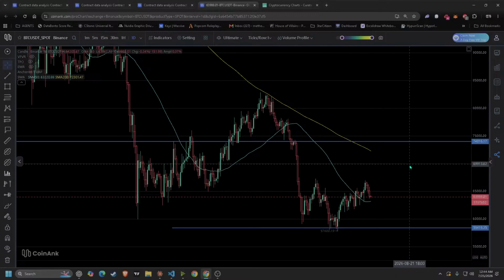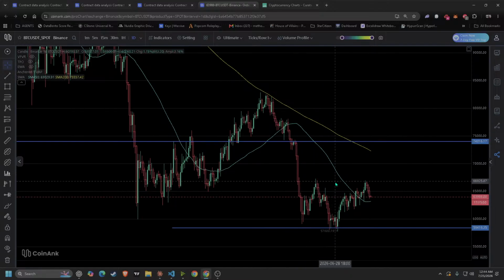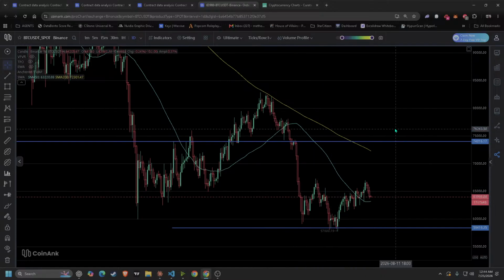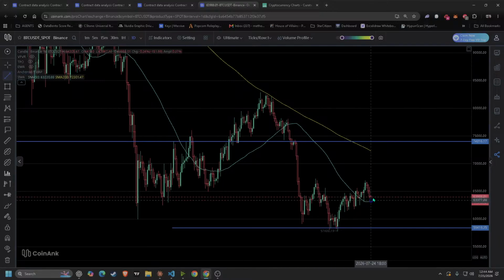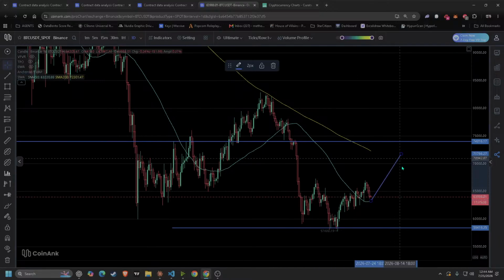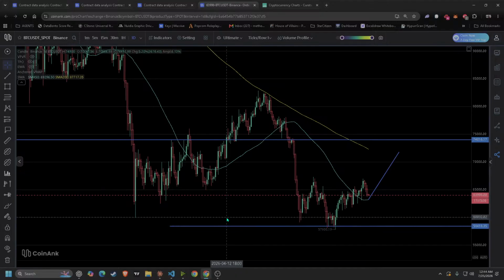So this EMA is starting to flatten out and maybe start to curve up for another leg up. So that would be nice to see right there.